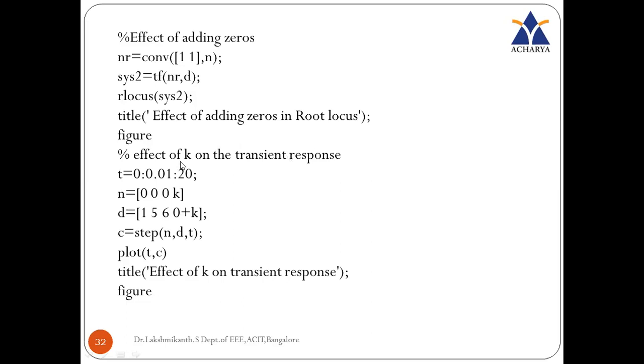Okay, and you can try to find the effect of K on the transient response also. So the value of K you have taken here, 1560 plus K, so the value of K gets added here. When you add the value of K, again you can see the new transfer function that we have here, with step having a combination of n, d and t time. So plot of t comma t will give me the effect of K on the transient response, how the transient response is affected for the given value of K. And this can be done for different values of K and checked.